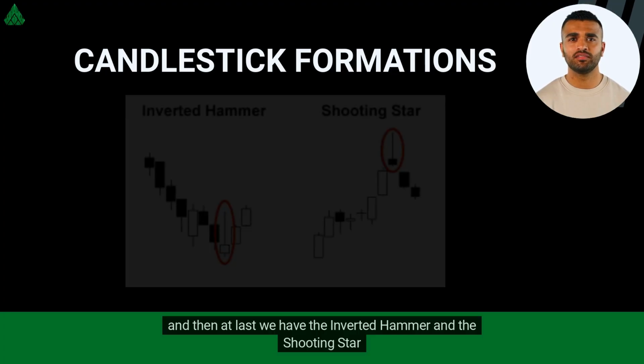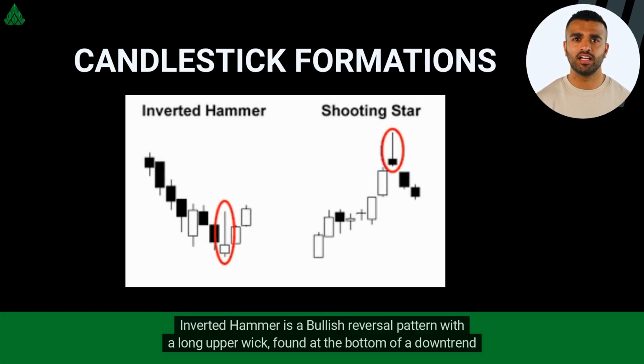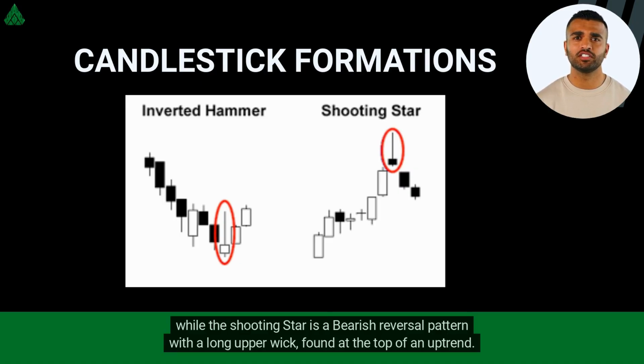And then at last we have the inverted hammer and the shooting star. Inverted hammer is a bullish reversal pattern with a long upper wick found at the bottom of a downtrend, while the shooting star is a bearish reversal pattern with a long upper wick found at the top of an uptrend.